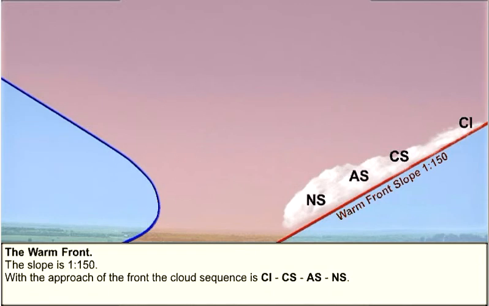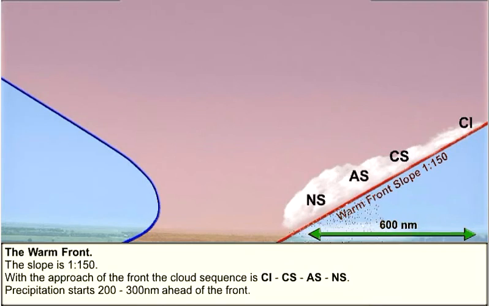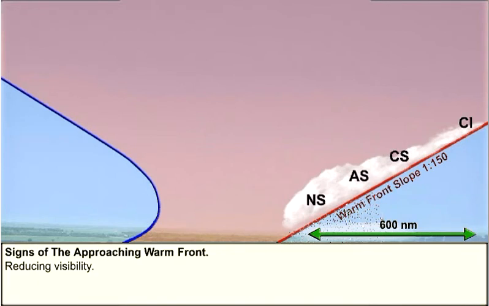The cloud ahead of the warm front can extend for about 600 nautical miles ahead of the surface position of the front. Notice how the main area of precipitation starts some 200 to 300 nautical miles ahead of the surface front as the base of the cloud gradually lowers. This can persist for many hours as the front gets closer. As the precipitation increases closer to the ground position of the front, visibility will reduce, and eventually frontal fog may be observed.